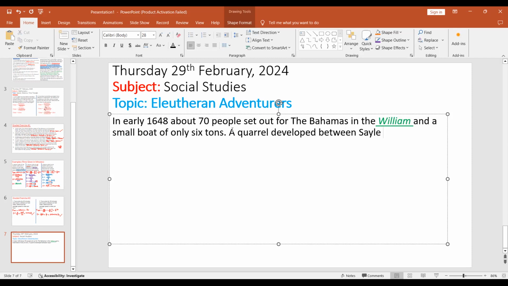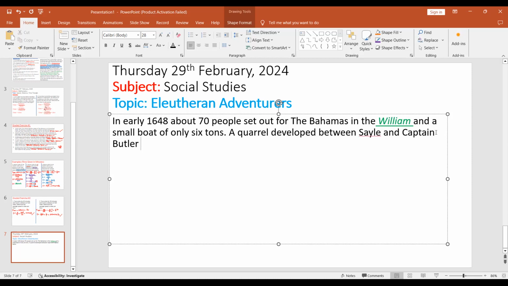Quarrel, that's like a conflict? Yeah, a conflict between Sale and a captain. What's his name? Anyone know the name of the man who had the quarrel with William Sale? Captain Butler. Very good, Captain Butler.